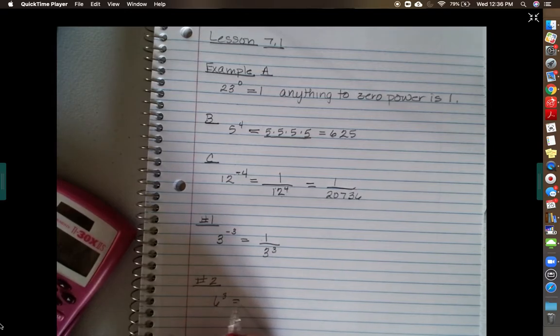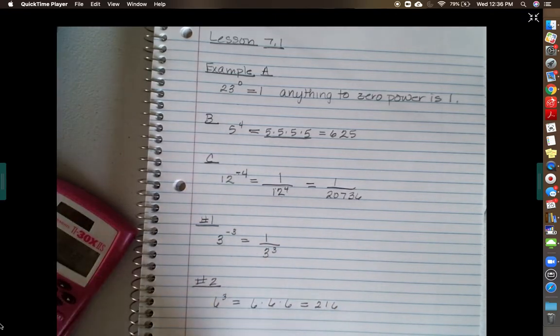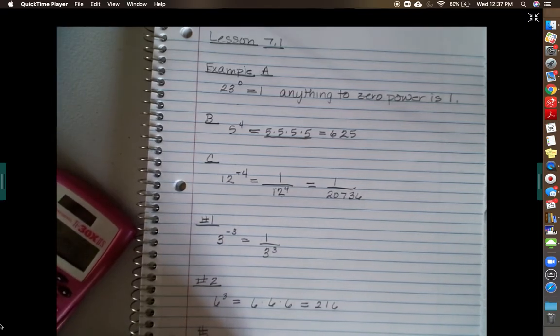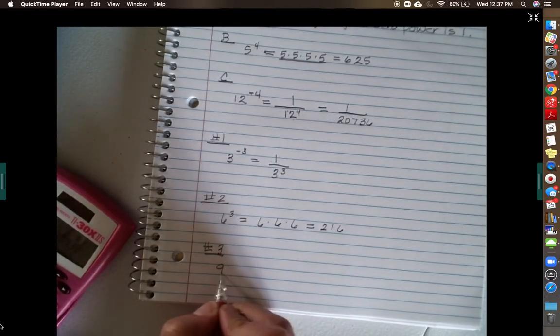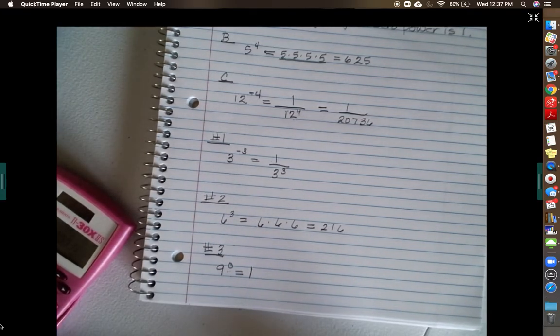Six to the third means 6 times 6 times 6. Now, if you do calculate it, it's 216. And then number 3 is 9 to the 0 power. And just like we said earlier, anything to the 0 power will always equal 1.